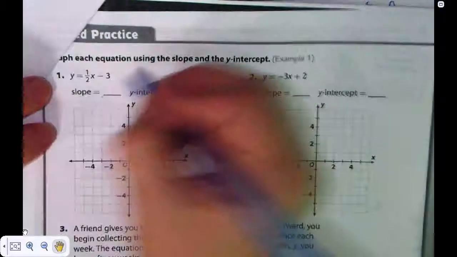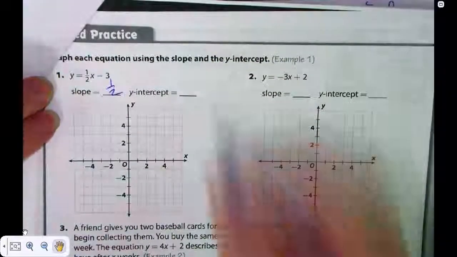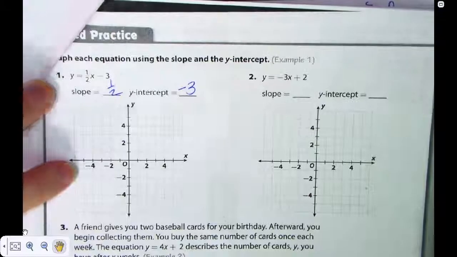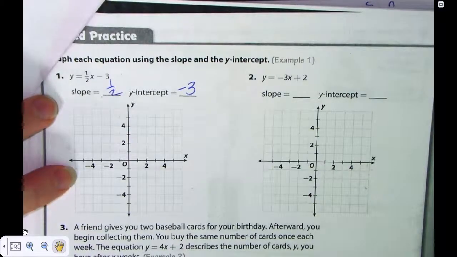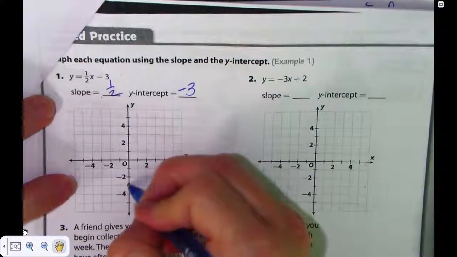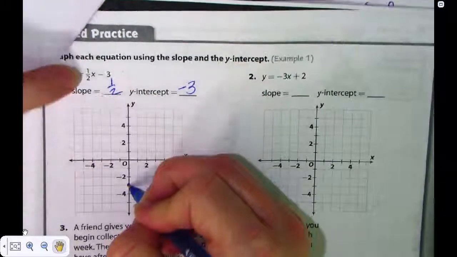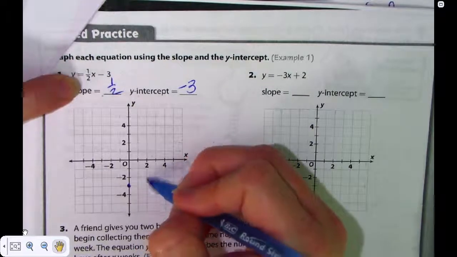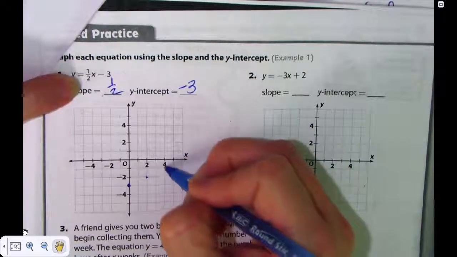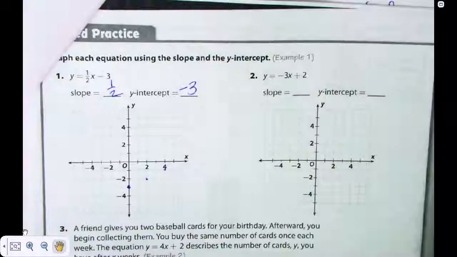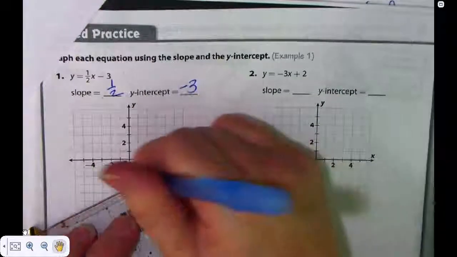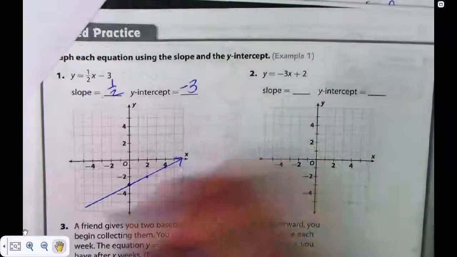Okay, turn to 104 or look at 104. Which one's the slope? We better know this. Which one's the slope? 1/2. Which one's the y-intercept? -3. So we're going to start at -3. I've got a rise over a run, so I'm going to go up 1, over 2. Draw my line. And I'm good.